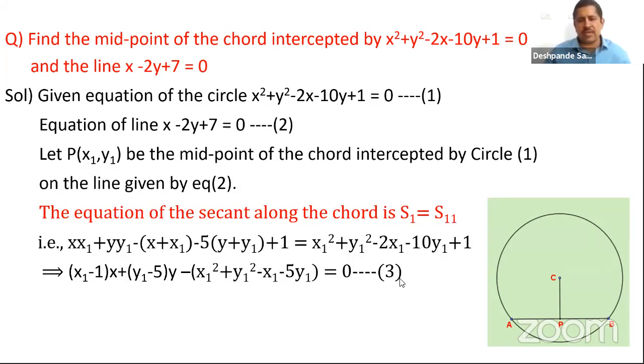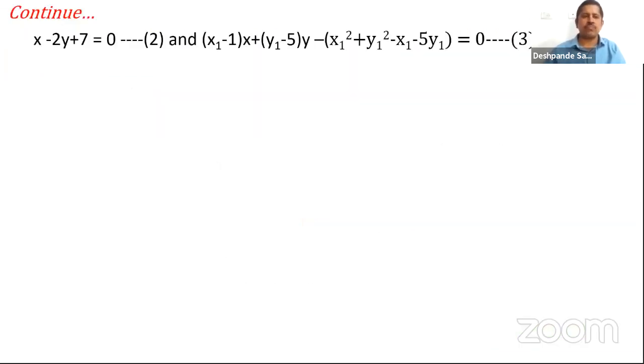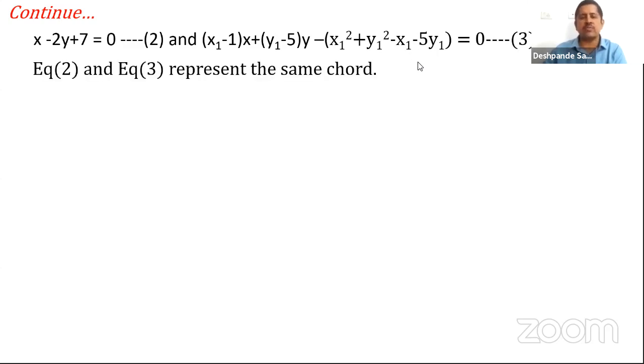Okay. Now you see this equation 3. Now you got two chords. Equation of chord given here, equation of chord given here. So it means that these two equations are one and the same. So x minus 2y plus 7 is equal to 0, and (x1 minus 1) of x plus (y1 minus 5) of y minus (x1 square plus y1 square minus x1 minus 5y1) is equal to 0 are one and the same. So they represent the equation of the same chord.